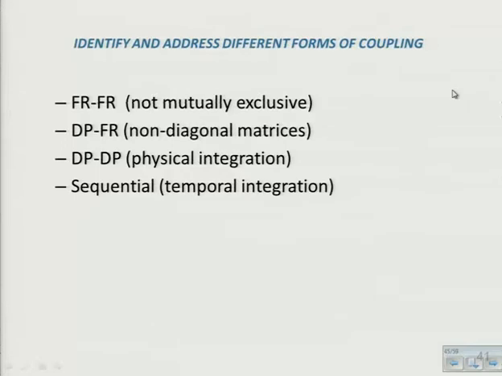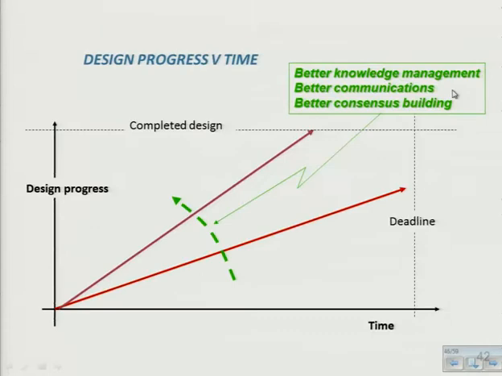All right, so here are the different forms of coupling. So we talked about FR-FR. If the system is not mutually exclusive, one FR changes at the same time another one does, you need to redefine the FRs. DP-FR, non-diagonal matrices. All right, we looked at that in some detail in part 3 in the last lecture. And then DP-DP and sequential, we just looked at that. So one is a kind of physical integration issue, and the other is a kind of temporal integration issue.